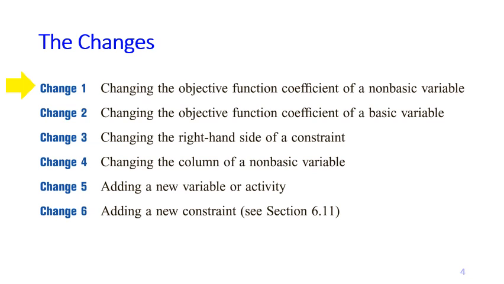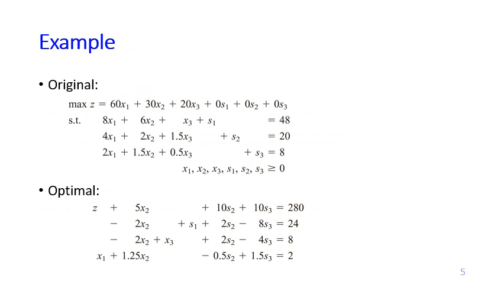Okay, so this week we're going to look at 6 possible changes to the parameters in a linear programming problem. Let's start with the first change: changing the objective function coefficient of a non-basic variable. We're going to perform the analysis on the Dakota example. So here we are given the original problem for the Dakota example and then the optimal solution for that problem.